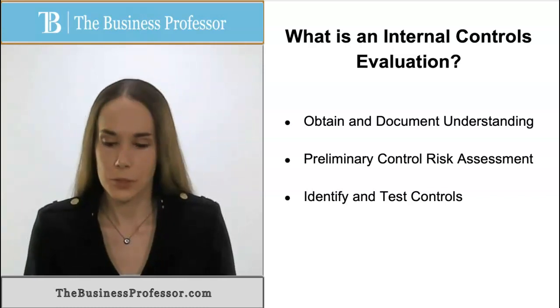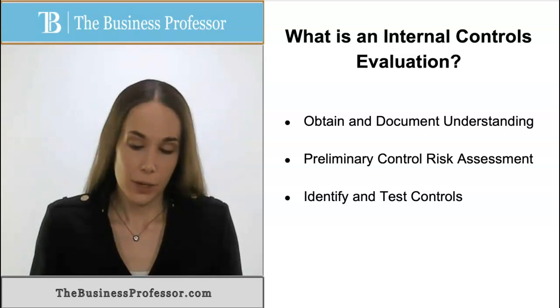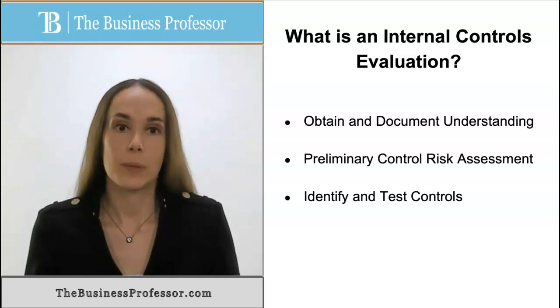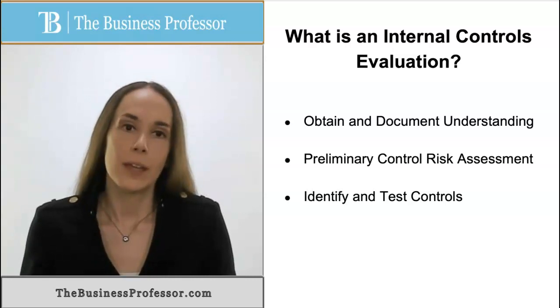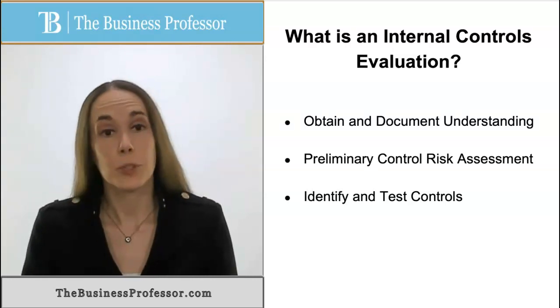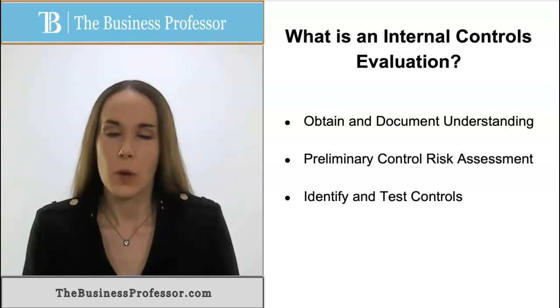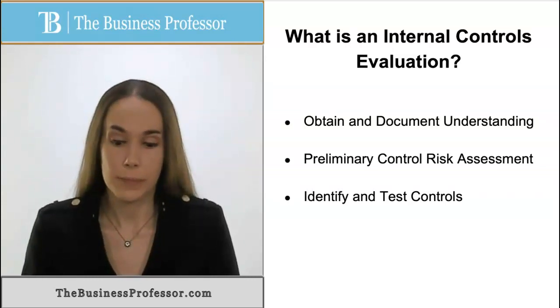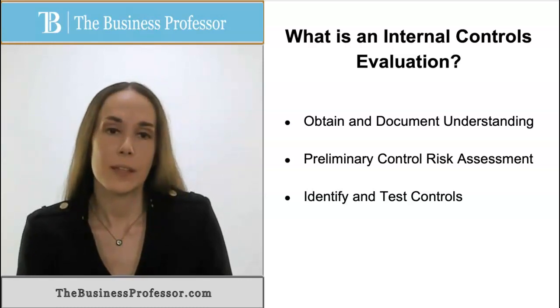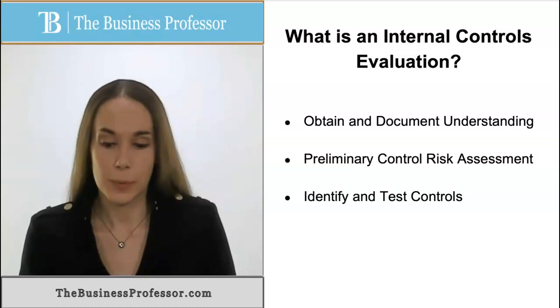To document this understanding, the auditor can use a narrative, so simply a written document explaining the control system. They can draw a flow chart that shows the system of internal controls, or they can have the client complete an internal controls questionnaire. Next, a preliminary control risk assessment will be made.